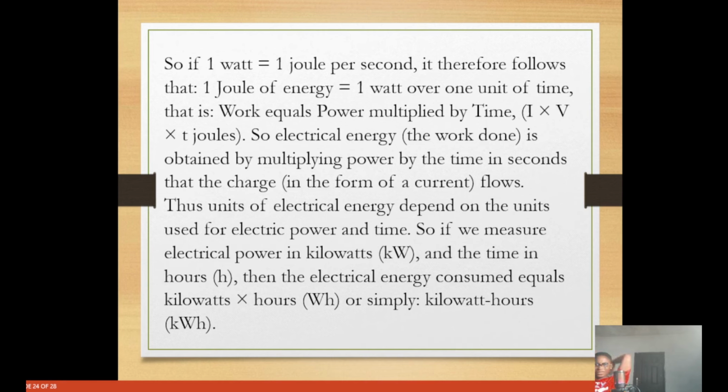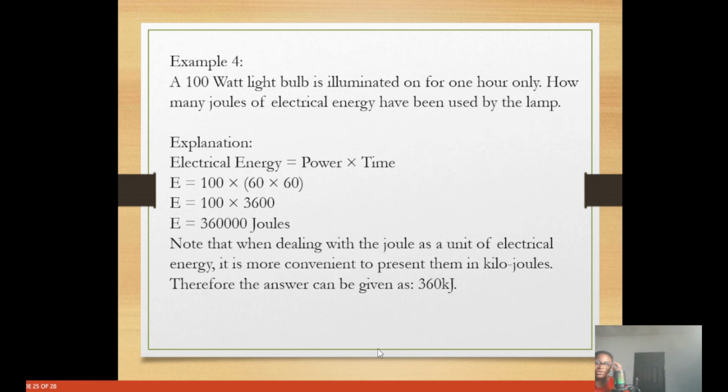So if 1 watt is equals to 1 joule per second, it therefore follows that 1 joule of energy is equals to 1 watt over time. We've explained this. What this is just trying to say is that power is equals to joule per second. So electrical energy is obtained by multiplying power by the time in seconds. Thus, the unit of electrical energy depends on the unit. So if we measure electrical power in kilowatts and the time in hours, then the electrical energy consumed equals kilowatt hour. So anytime you want to know the energy consumed, the general formula is just kilowatt hour. So if you have watts, you have to convert it to kilowatt. So that is just what all of this is telling us.